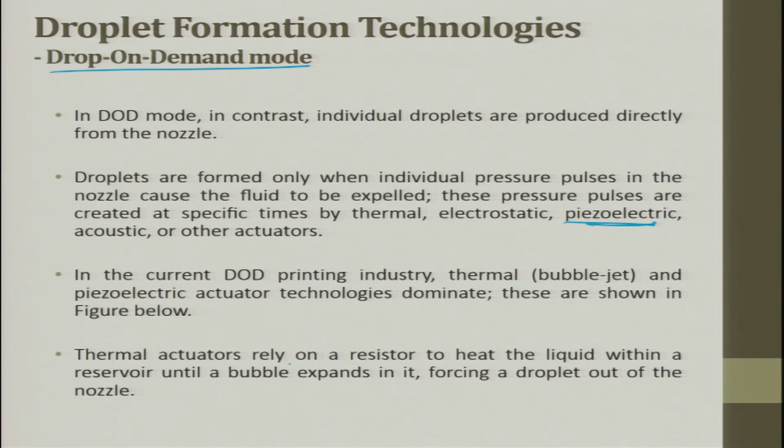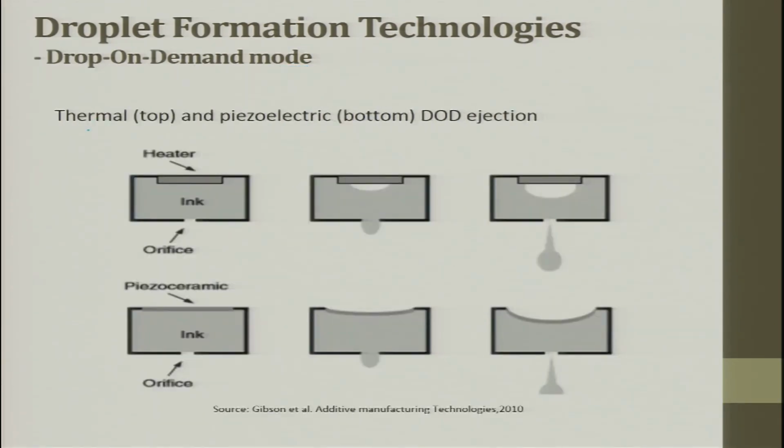The thermal actuators rely on resistor heating. Heating is I squared R T, the Joule heating effect, right? It heats the liquid within a reservoir until a bubble expands in it, forcing a droplet out of the nozzle. So, you can see here thermal and piezo. These are piezo, the crystal is there. So, a heater is applied, there is ink, and there is an orifice.